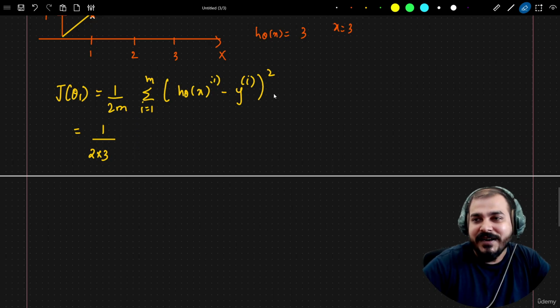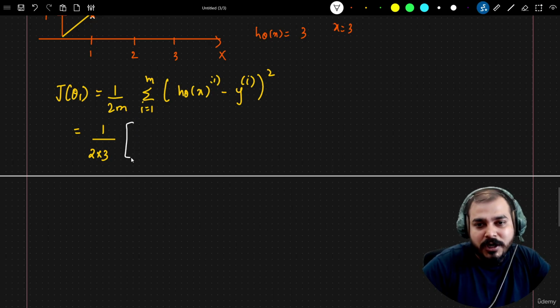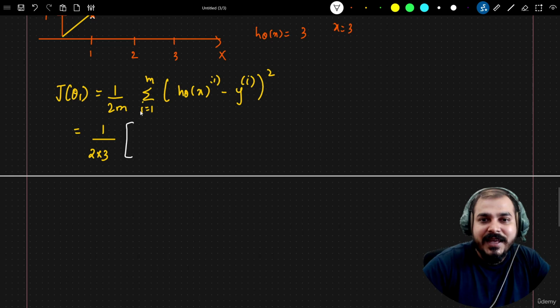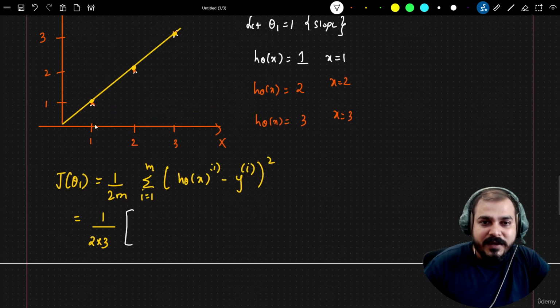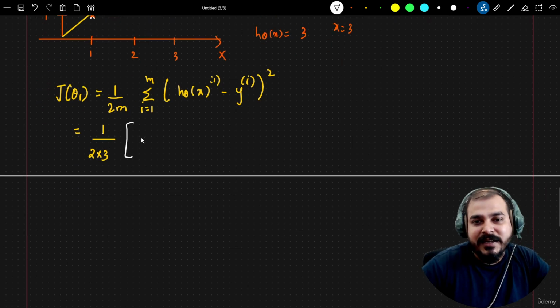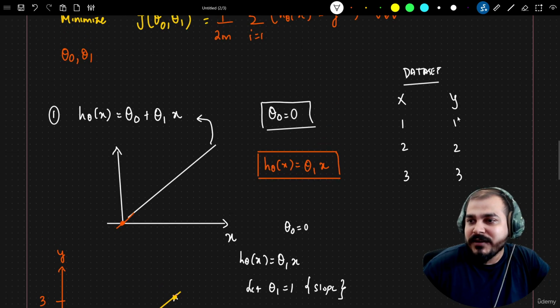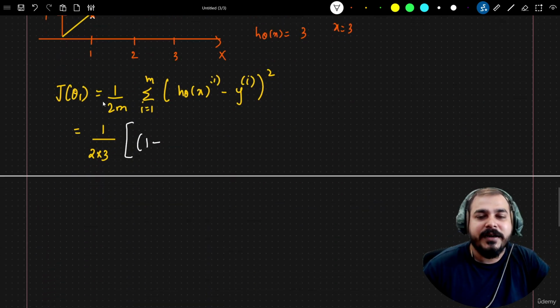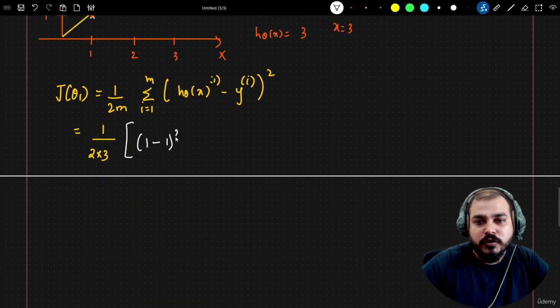So I will start expanding this. First thing is, what is h theta of x(i) when i is equal to 1? Over here you can see when i is equal to 1, h theta of x(i), the predicted point, is also 1, right? So I'm going to write 1 minus, what is y(i) at that point? y(i) is also 1, and here also we have plotted it. So 1 minus 1 whole square.